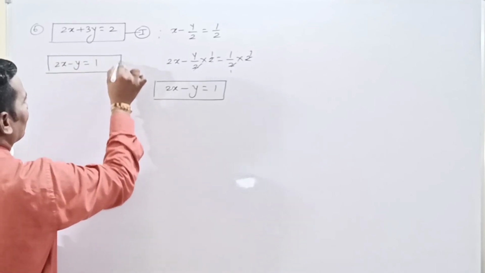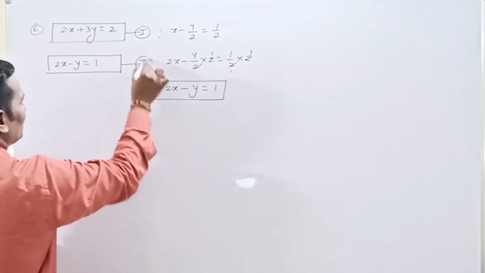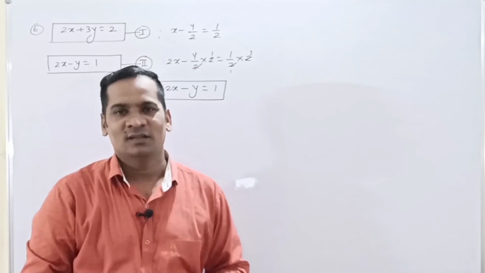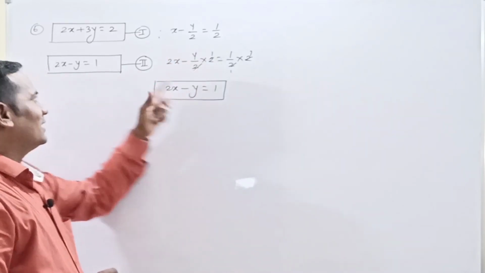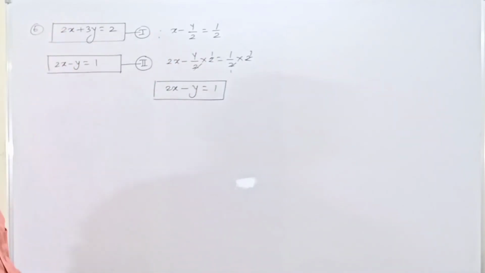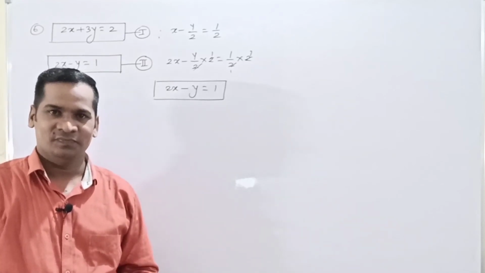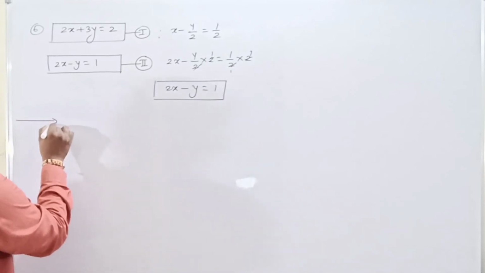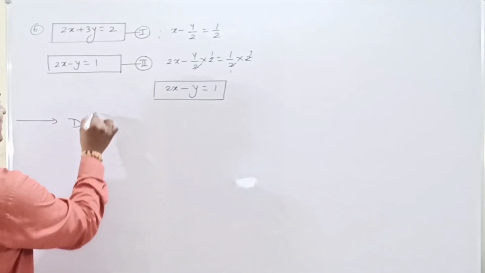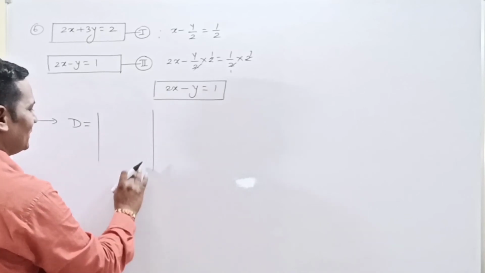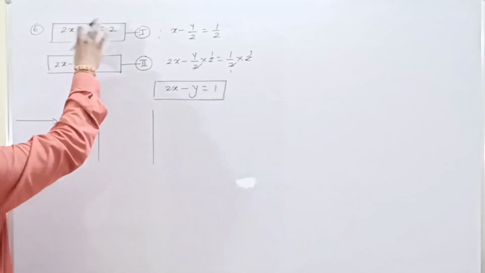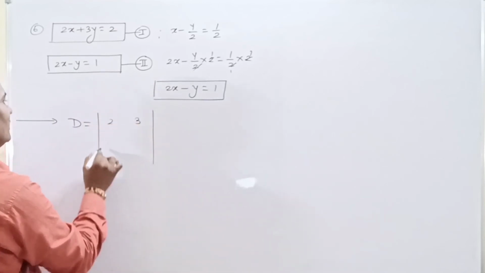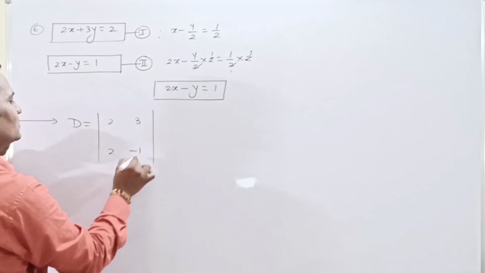In this way, if the given equation is not in the standard form of a linear equation in two variables, you have to solve it like this and then write it down as equation number 1 and equation number 2, the simultaneous equations, and the rest is the same. You know how to find the answer. First of all we have to take D, the determinant of the coefficients of the first two terms: 2, 3, 2 and minus 1.